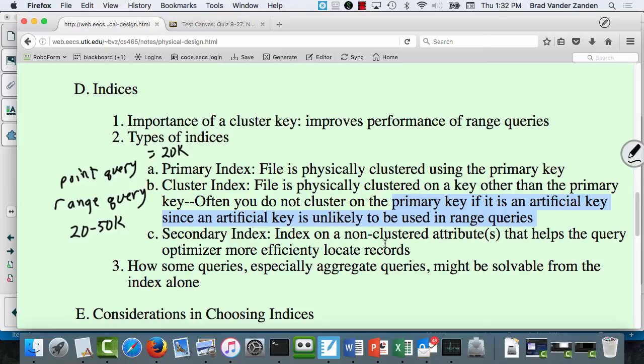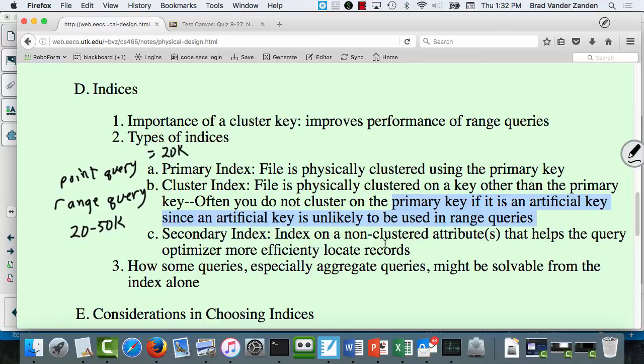Then we still want to perform, yes? Yes, branch number is an artificial key, employee number is an artificial key, Social Security number, those are all artificial keys. Okay. Name is not, although it's pretty unlikely you're going to do a range query on a name either.